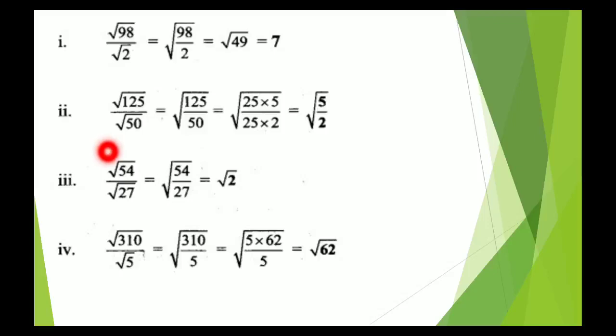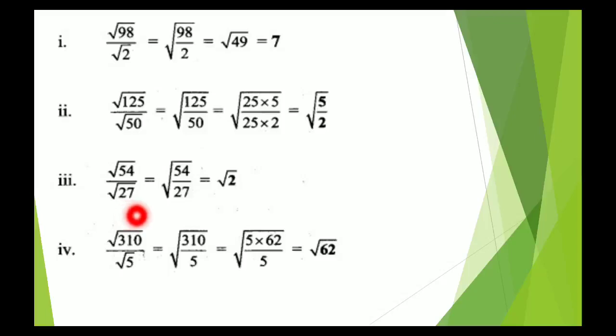Next question number 2. Root of 125 upon root of 50. Since the order is the same, we can write it like this: square root of 125 divided by 50. 125 can be written as 25 multiplied by 5. 50 can be written as 25 multiplied by 2. 25 gets cancelled. So the remaining answer is square root of 5 upon 2.